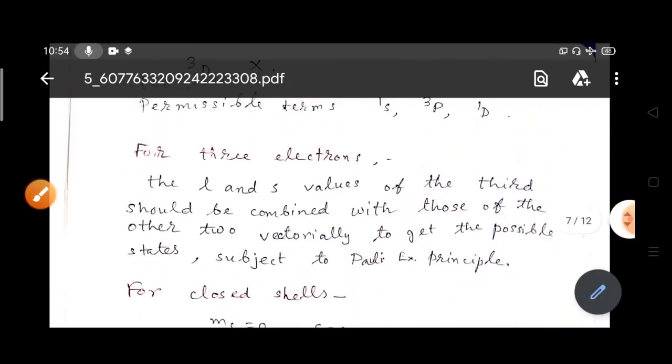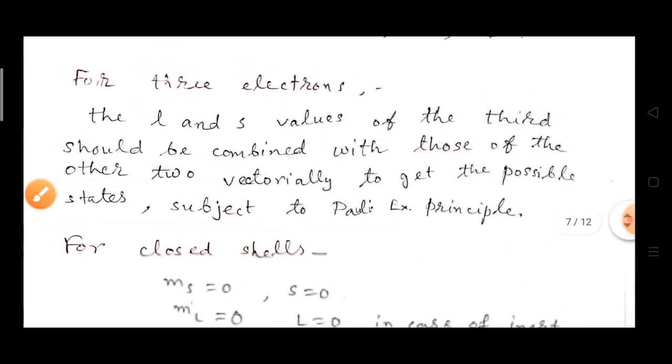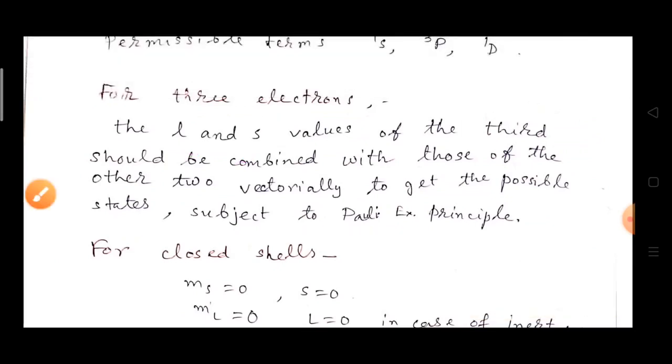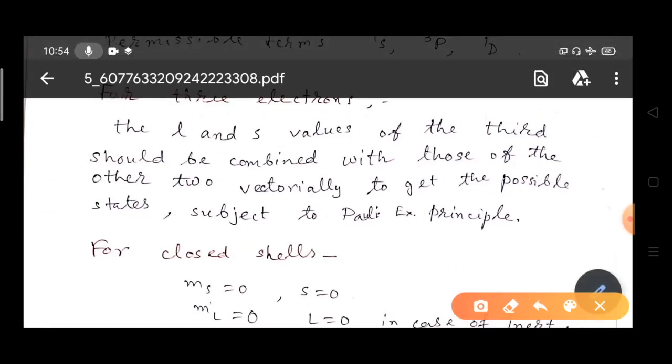So I think you can understand what I am trying to tell: for the 3 electrons, the L and S values of the third should be combined with those of the other 2, subject to the Pauli exclusion principle. So any 2 you first combine, vectorially add them, you get a resultant, then you apply the vector addition of the third one with that combination.